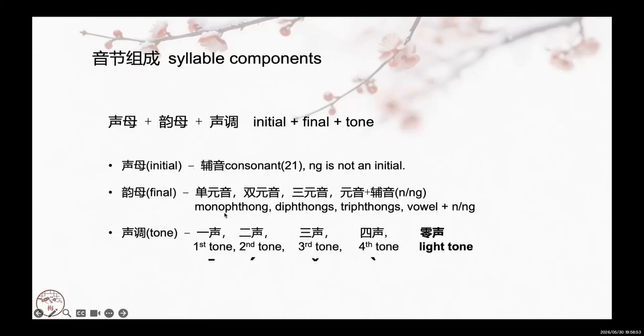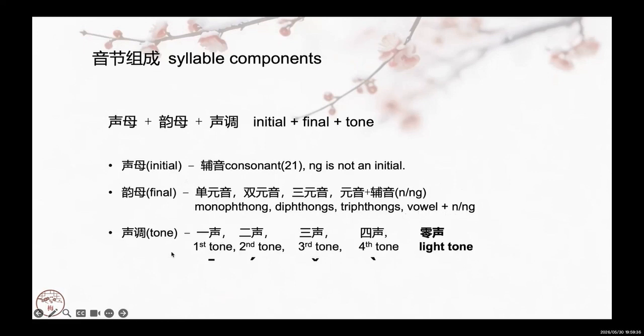So a final can be a monophthong, a single vowel. It can also be diphthongs, triphthongs, or a vowel followed by a consonant, n or ng. Here, the vowel can be a single vowel or any of these three types. So as we can see, consonants work as initials, vowels work as finals. Perfect. So for the third part, tone.